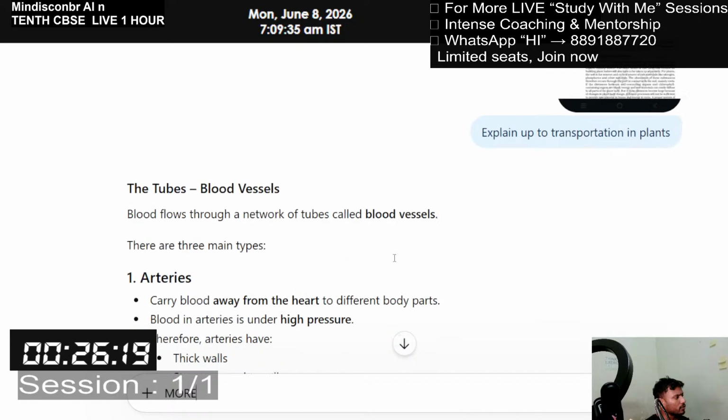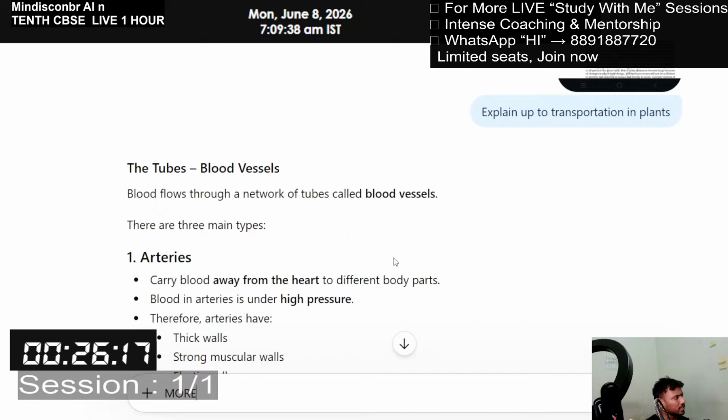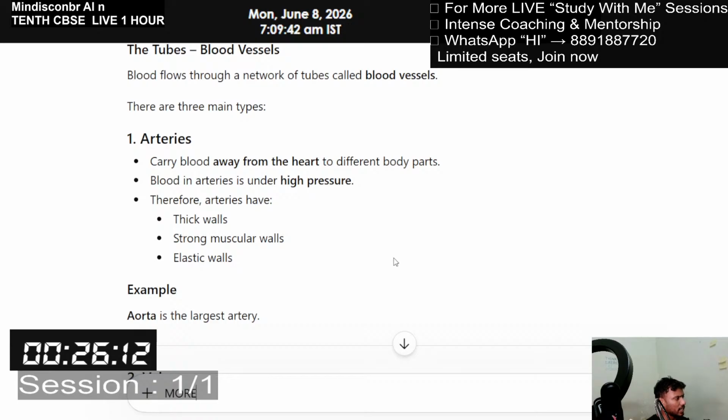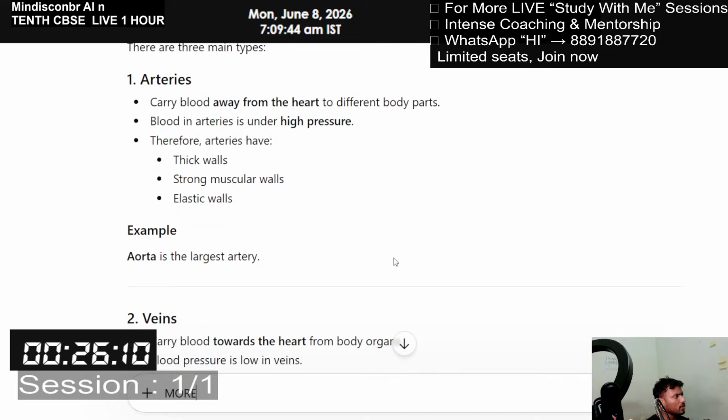Blood flows through a network of tubes called blood vessels. Arteries carry blood away from the heart to different parts of the body. Blood in arteries is under high pressure. Therefore, arteries have thick, strong muscular, elastic walls. Example: the aorta is the largest artery.